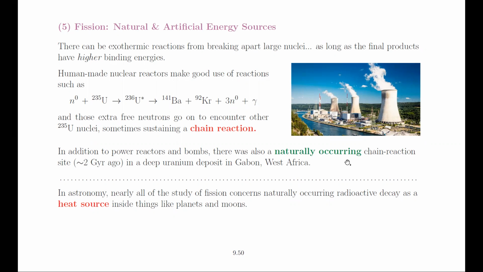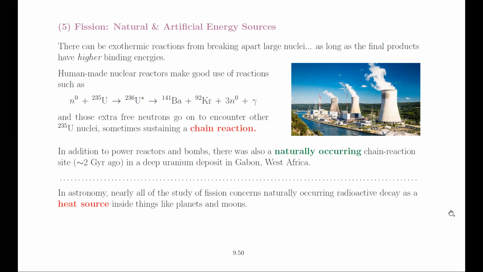But normally the things in astronomy and astrophysics that we study aren't these induced reactions, but more the natural radioactive decay. Again, these species of heavy things like uranium are naturally unstable, and they'll naturally break up into smaller things even without being shot by free neutrons. You just have to wait a little longer.